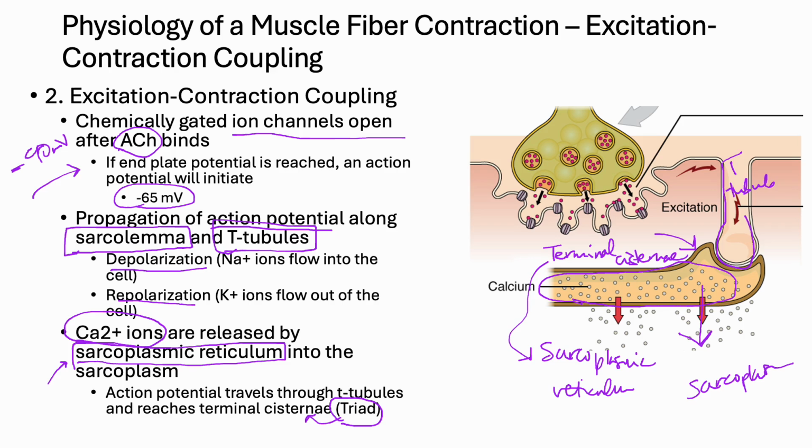So far, what we've gotten to is the action potential travels through the T tubules. That causes the calcium ion channels to open. They're voltage gated, right? It causes them to open in the sarcoplasmic reticulum, and calcium ions are released into the sarcoplasm. Now we're going to look at how the release of calcium is going to cause the actual contraction of the sarcomere.